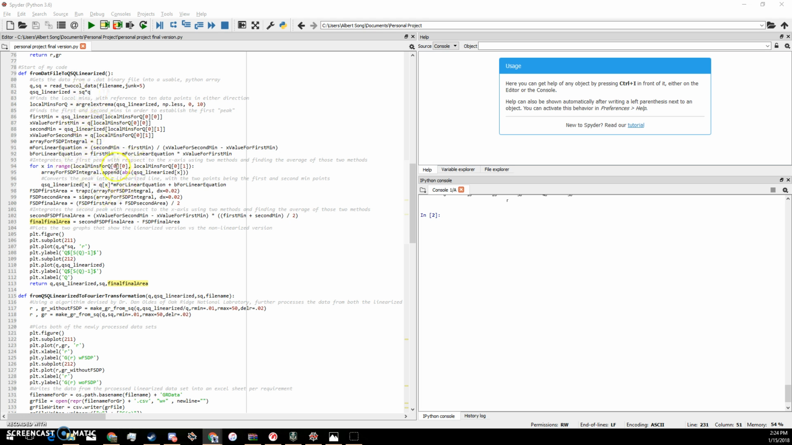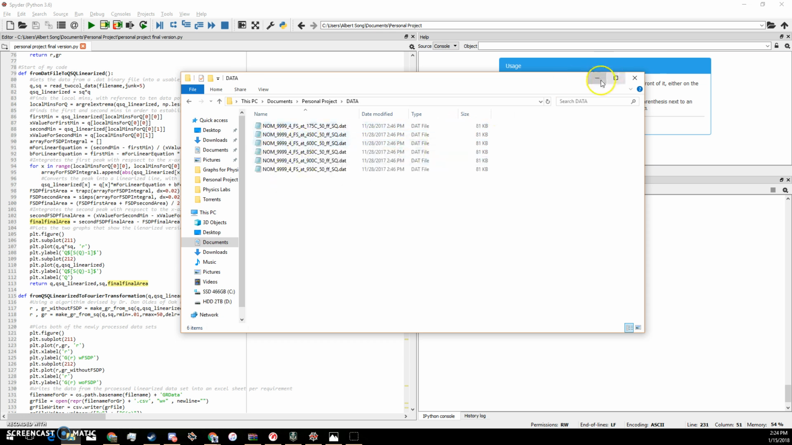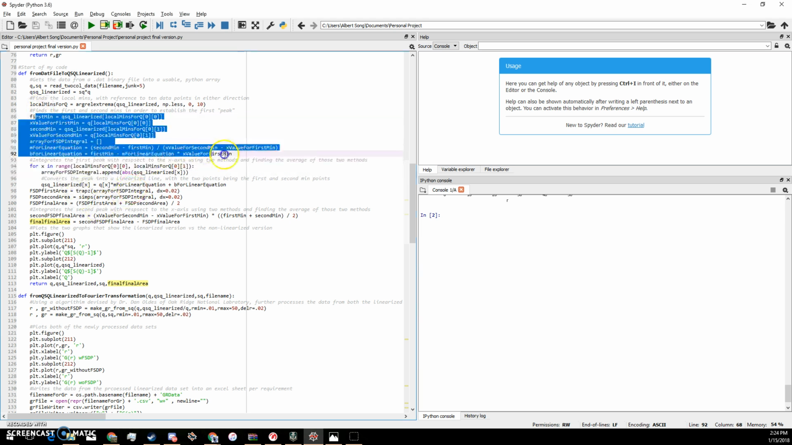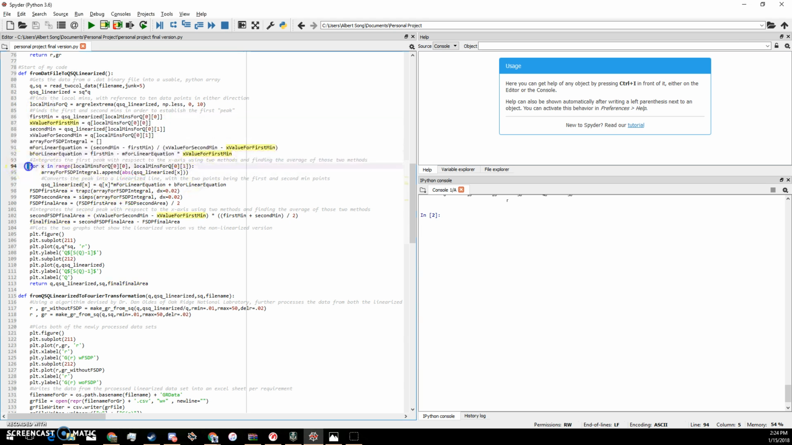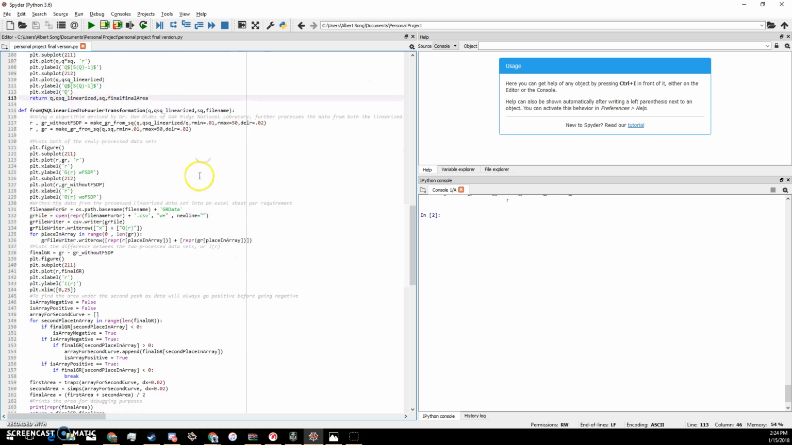Here is a definition that turns a .dat file, such as these, into two different data sets, with one being linearized and the other not, as shown here, with some integration along the way here. It also plots graphs, as shown here.